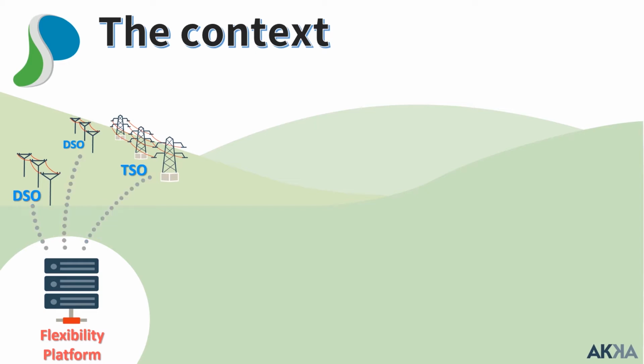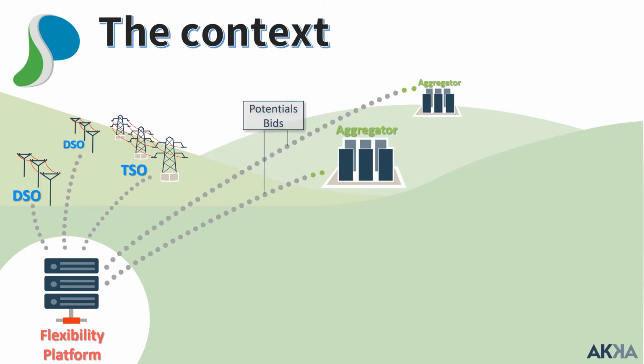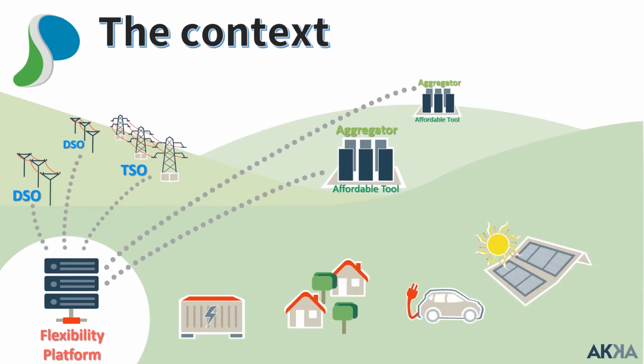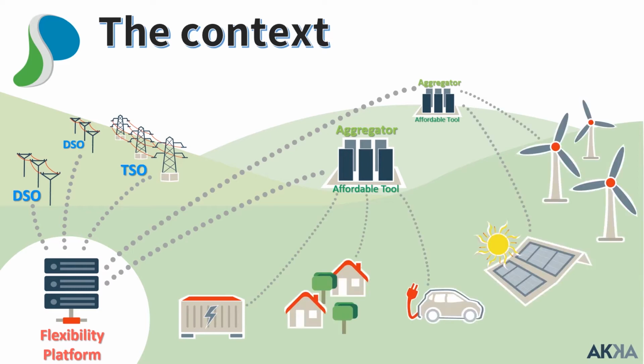On the other side, the flexibility platform communicates with aggregators to receive potentials and bids. This could be done through what is called the affordable tool of an aggregator, which is an application enabling smaller customers to actively participate in the energy market through provision of flexibility services and by removing the entry barriers such as setup costs, price, and bid size.